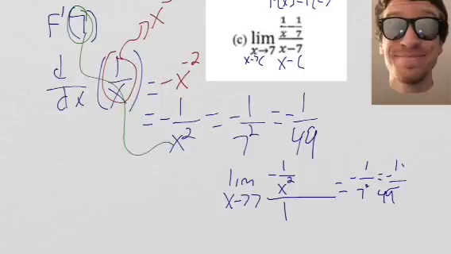The slope of the tangent line of 1 over x at 7 is negative 1/49. And also, if we just forget about this being a derivative and evaluate it as a limit, we use L'Hopital's rule, and we still get negative 1 over 49.